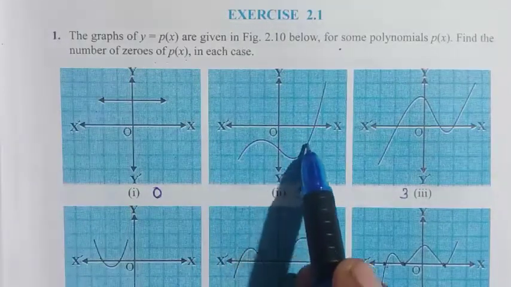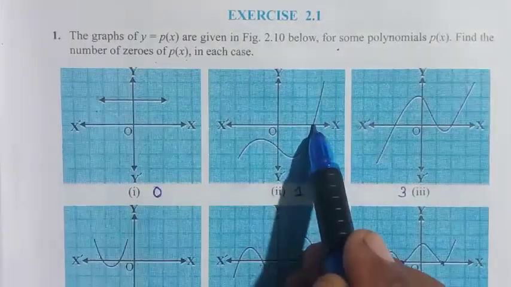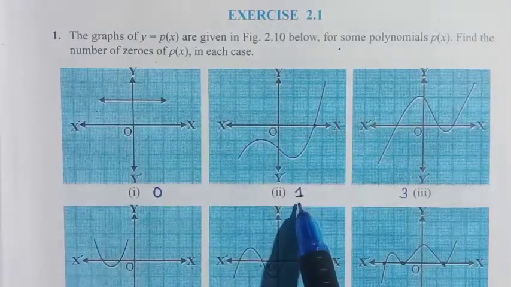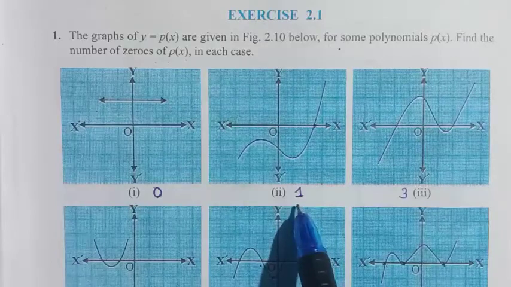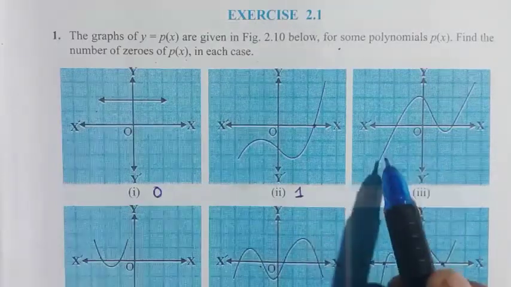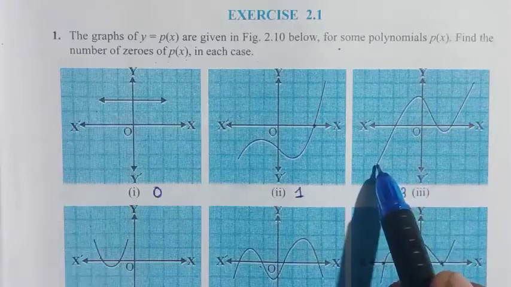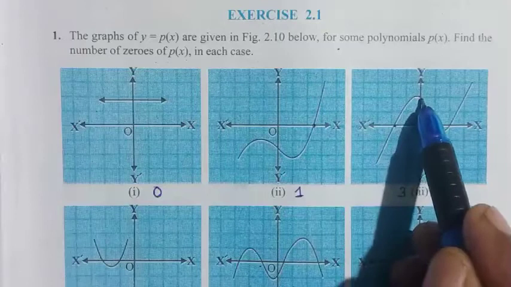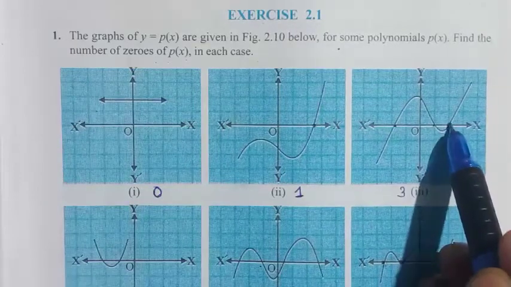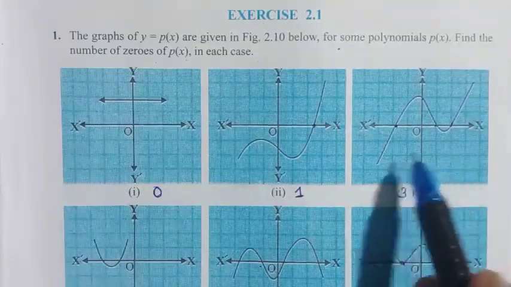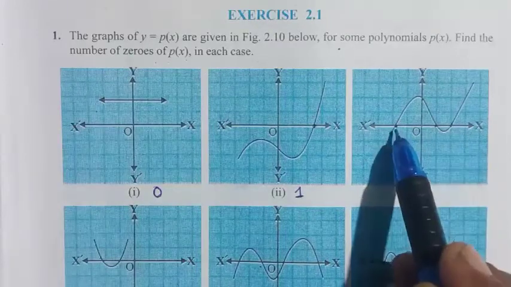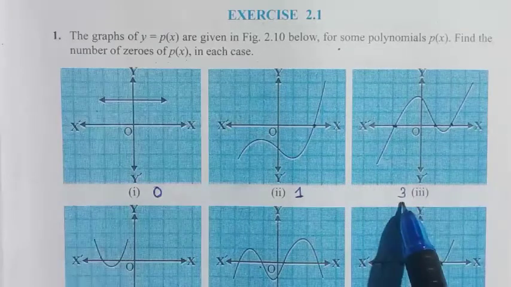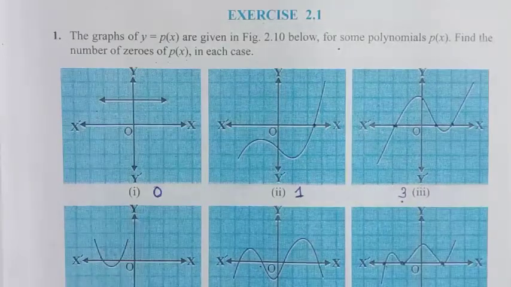This graph comes from the y-axis, goes to the x-axis and cuts the x-axis one time. So, number of zeros is one. Here you see this third one, the graph is going from this side, intersecting the x-axis and y-axis, and again the x-axis. Means how many times on the x-axis? 1, 2, 3 times. That's why how many zeros? There are 3 zeros.